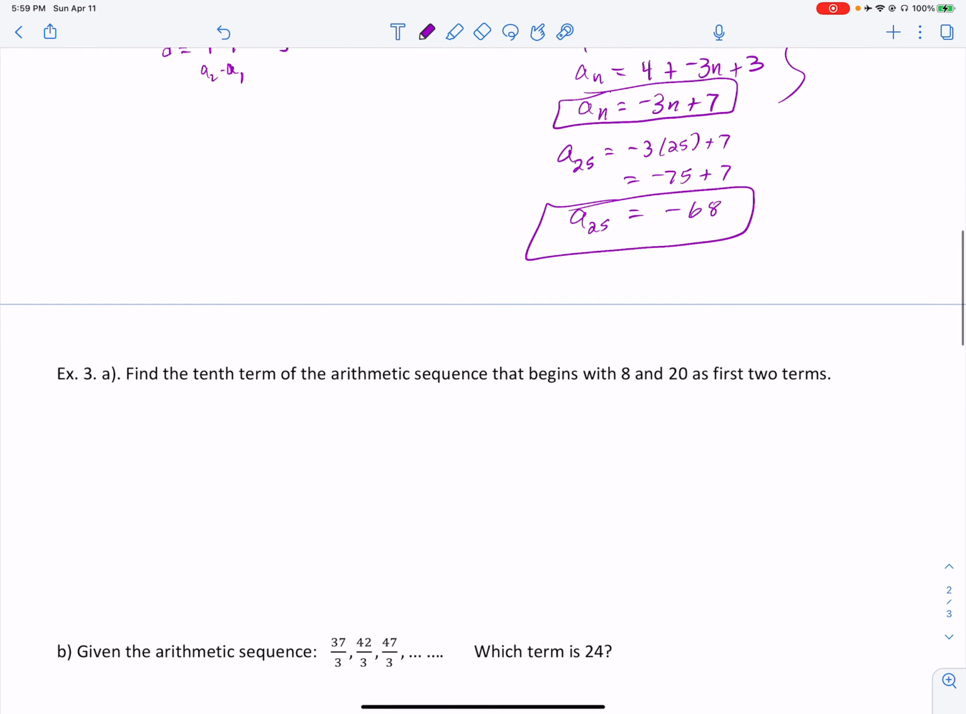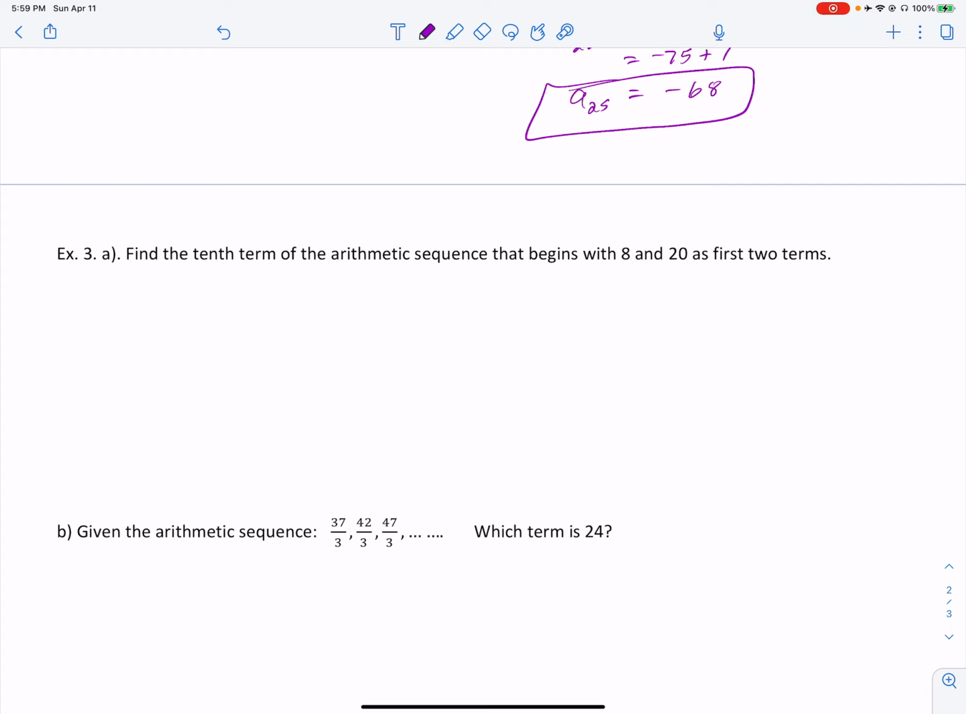All right, example 3, find the 10th term of an arithmetic sequence that begins with 8. That means a sub 1 is 8, and a sub 2 is 20, and they want you to find a sub 10. So it's a little like the previous problem, they just didn't list them all out. So you have a sub 1, what you need is the common difference, but the common difference is a sub 2 minus a sub 1, and so you get 20 minus 8, and that common difference is 12.